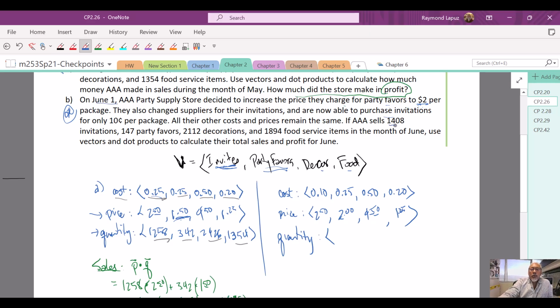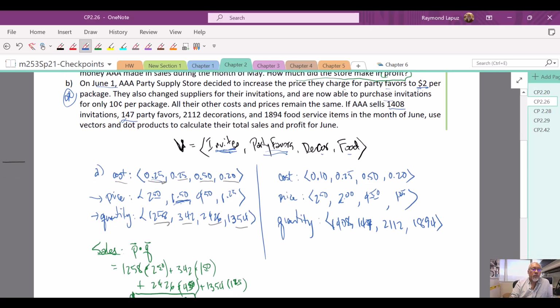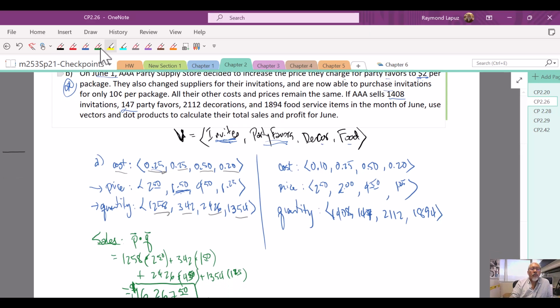They sell 1,408 invitations, so invitations go first, 1408. 147 party favors, that goes second. 2112 decorations, and 1,894 food items. Okay, I think we have pretty much the same questions here. Total sales and then the profit.